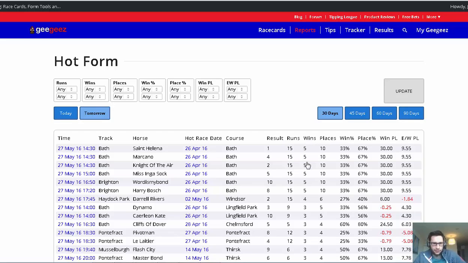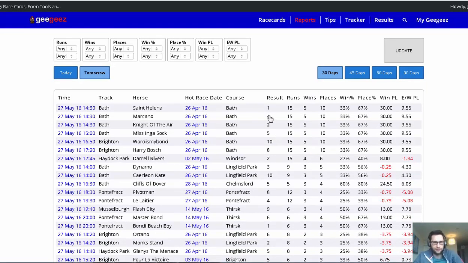I think this might be one of those races we've mentioned before actually. This Bath race, the hot race date, 26th of April. So all of these seem to have run in that same race. Yes, it would appear so. But that's worked out quite well. So it'll be interesting how that works out, given most of them have run against each other before.